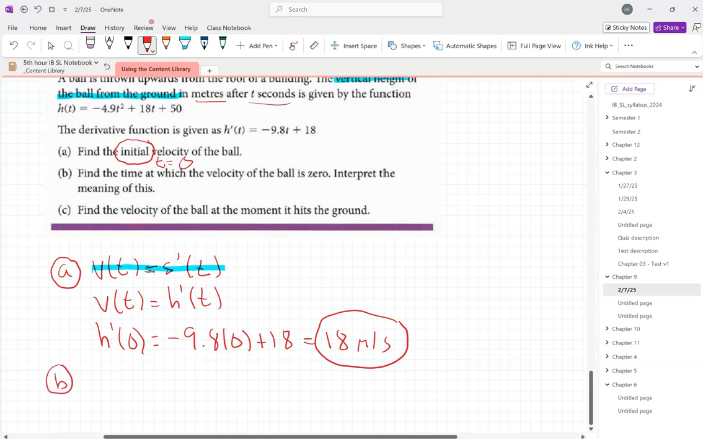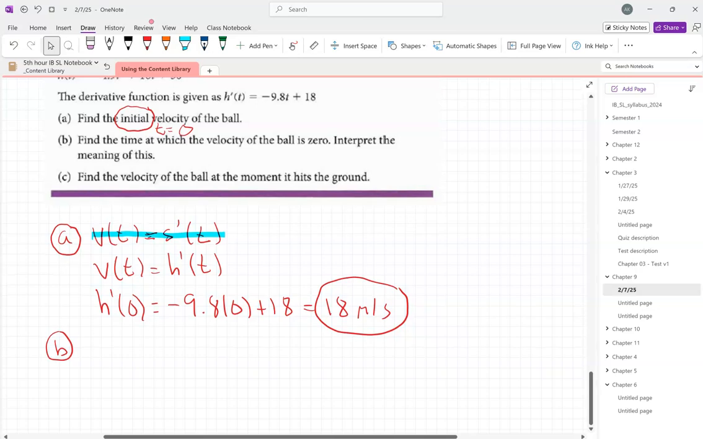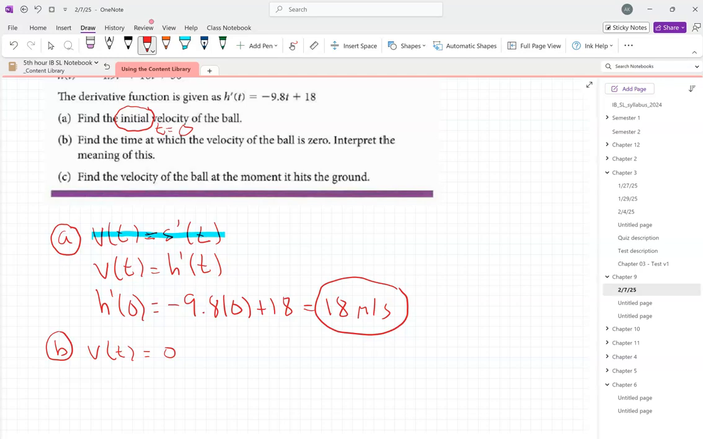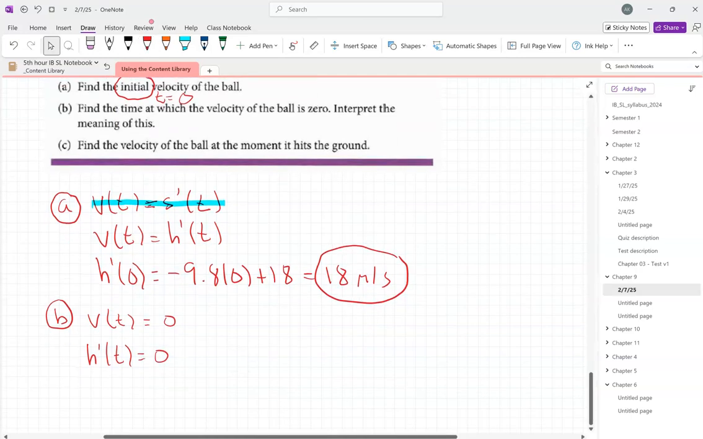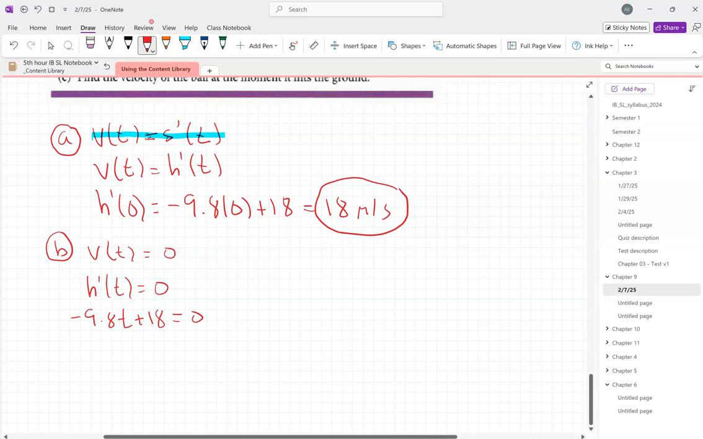It says find the time at which the velocity of the ball is 0. Interpret the meaning of this. So I want to take v of t equal to 0. And I remember v of t is h prime of t. So that's negative 9.8t plus 18 equal to 0. So t is going to equal negative 18 divided by negative 9.8.